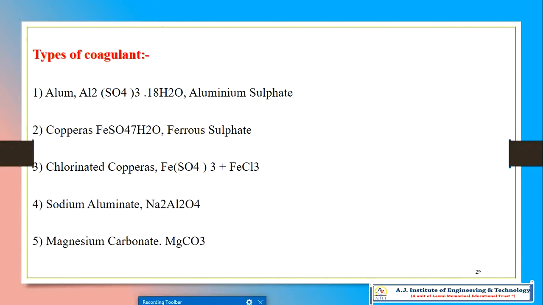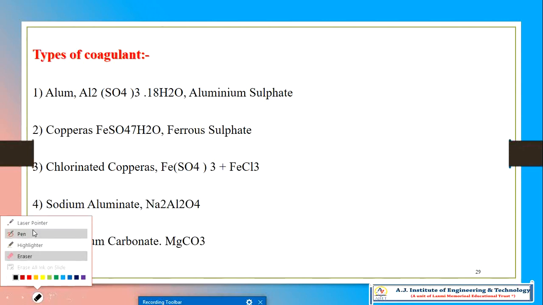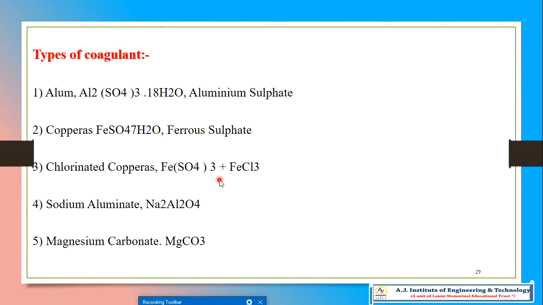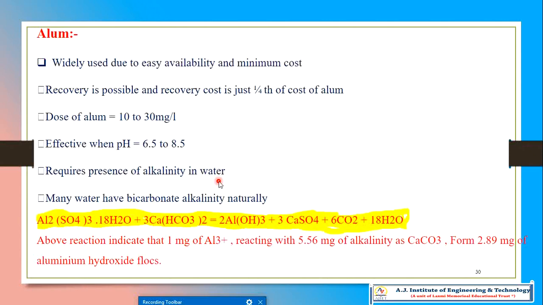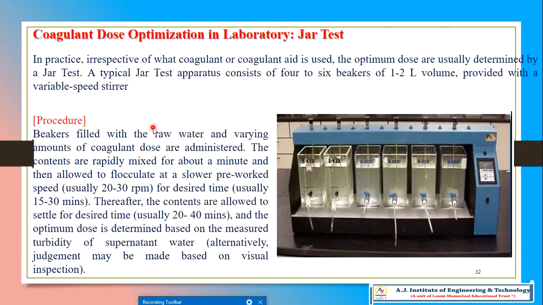So what is the dose we are going to give, that is very important. For that I'll tell you how to do the laboratory experiment. Here also we said 10 to 30. What is the optimum? Because we should not give a high dosage and we should not give a low dosage. The dosage should remove 100% of the particles, or the maximum particles that can be removed in the tank. That is what we aim to achieve.